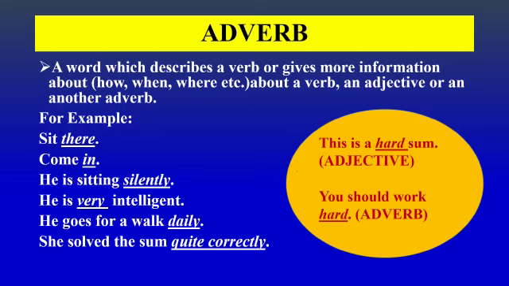But in the first sentence, the word hard is adding something to the word sum. And the word sum is a noun. So here it is used as an adjective. In the second sentence, the word hard is adding something to the verb work. So here it is working as an adverb. So the fact which is to be kept in mind is that a single word can function as different parts of speech.